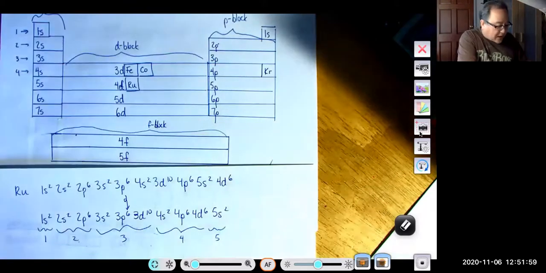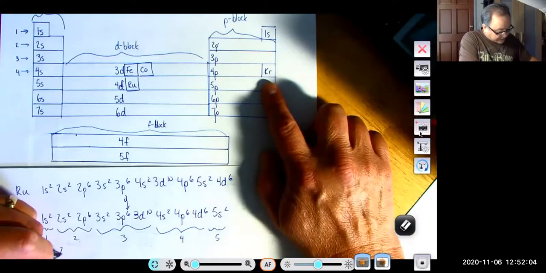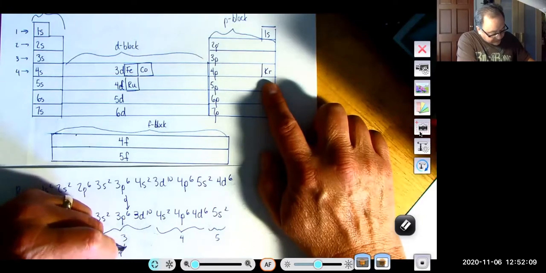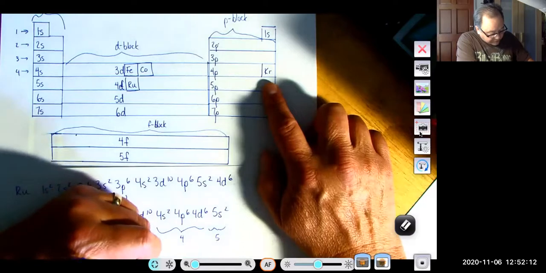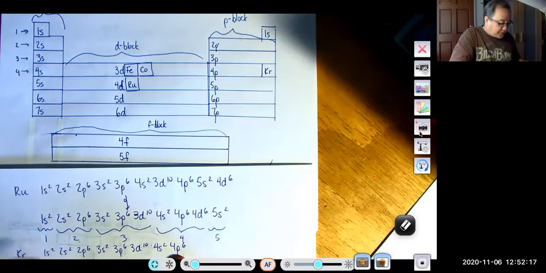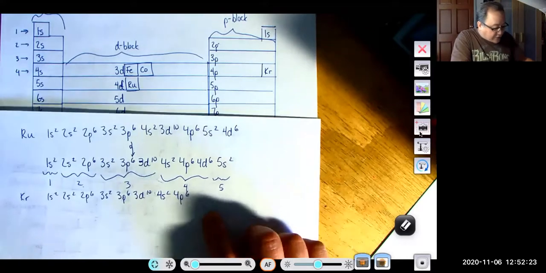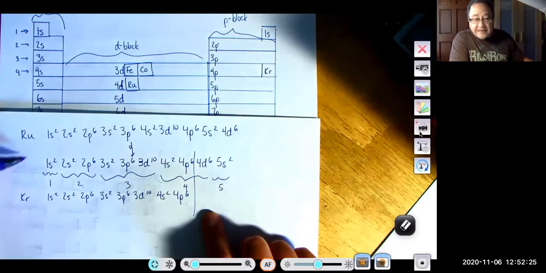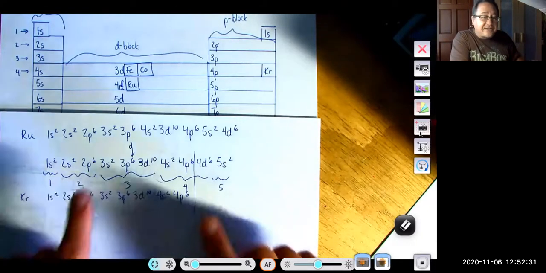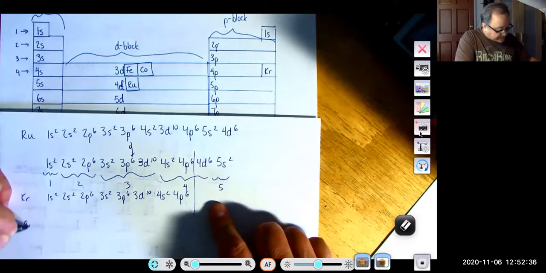So if we look at krypton, and I'm just going to jump to krypton, it would be 1s2, 2s2, 2p6, 3s2, 3p6, 3d10, 4s2, and 4p6. So this is what it would look like after you rearrange it. So that's krypton. And krypton is a noble gas. You'll notice that when we look at ruthenium and you look at krypton, their electron configurations are exactly the same up until the last two. So another way to write ruthenium is this way.